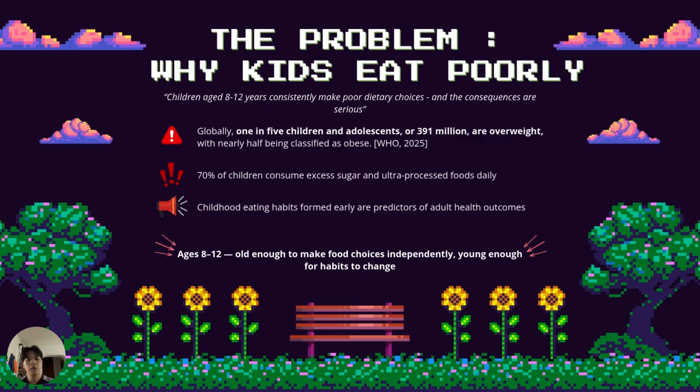The problem we're solving is straightforward but serious. Children in the 8 to 12 age group are increasingly making poor food choices containing high sugar and junk food with low nutrition. Statistics back this up, showing 1 in 5 children being overweight and 70% regularly consuming processed food. This age window is particularly critical as habits formed here persist into adulthood. So, the question we asked ourselves is, how do we actually change this?